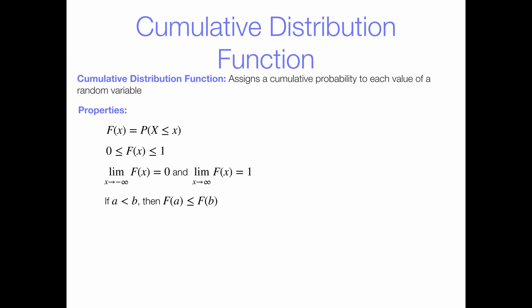Also, if a is less than b, capital F of a needs to be less than or equal to capital F of b, because again, you're accumulating probability as x increases. And this has an acronym too. This is called the CDF.